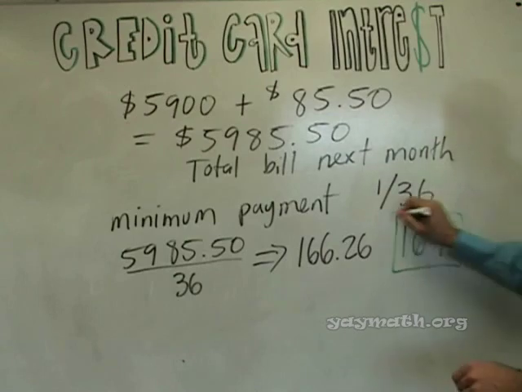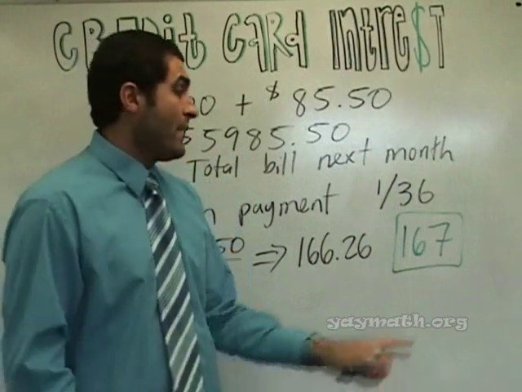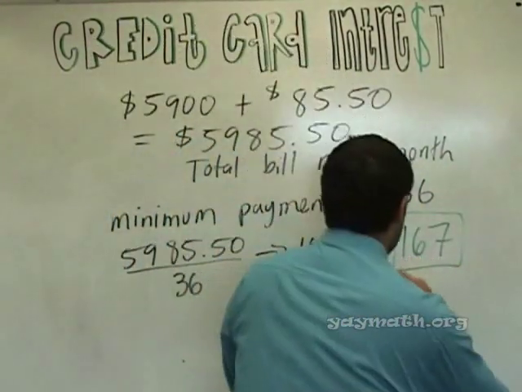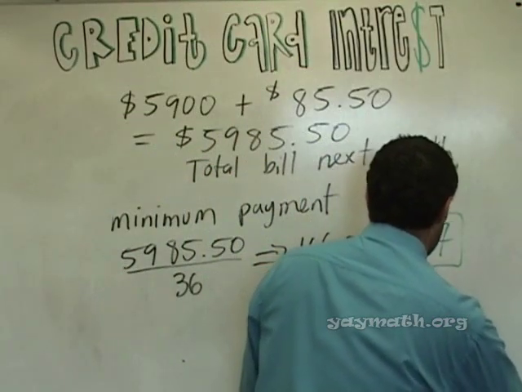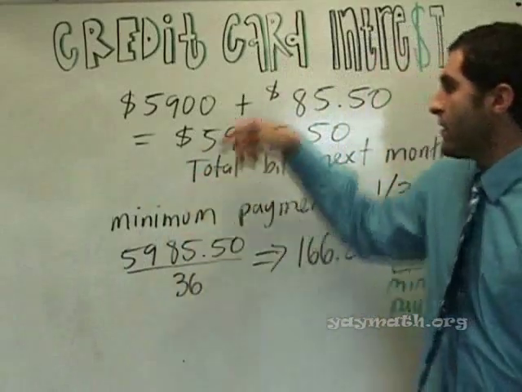Does that money go into their pocket, or is that just the bill? No, this is the bill. The minimum payment. What if it's 166 flat? So let's talk about it. If the bill comes out flat, just add another dollar.